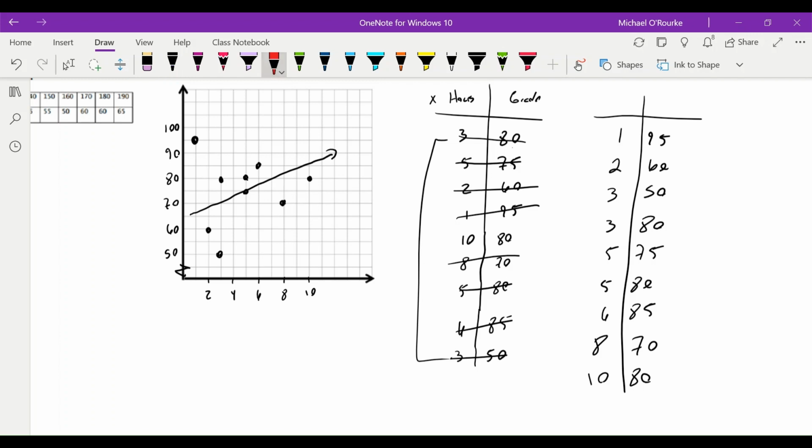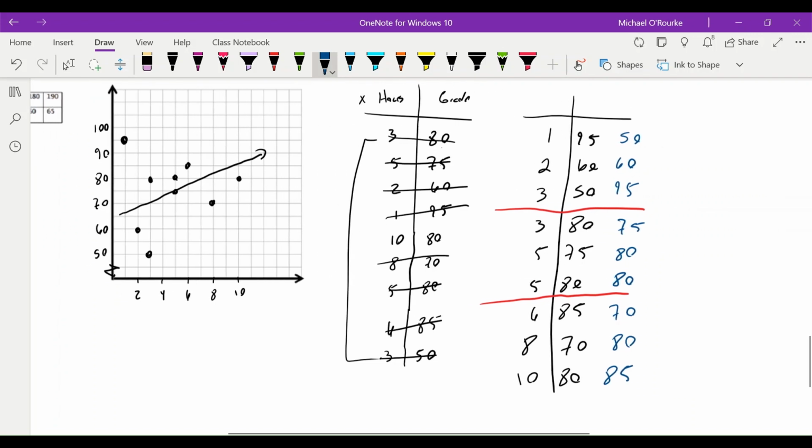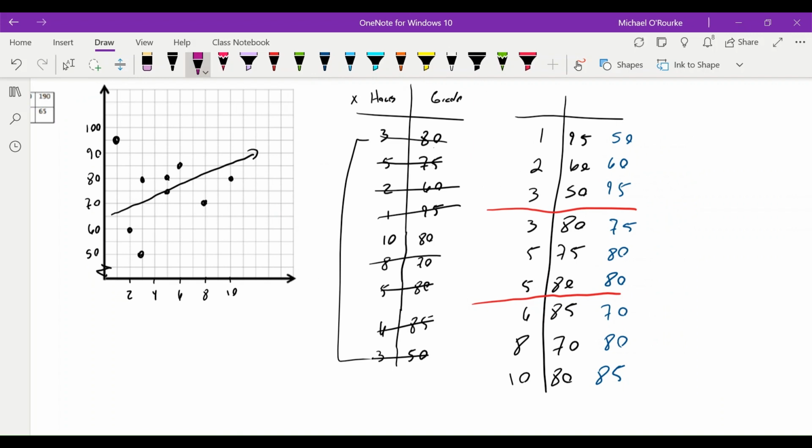Okay. Then we have to split our data into 3, so 3 per section. Then we have to reorganize our data in our y component. So I'm going to reorganize this to 50, 60, 95 for the first section, 75, 80, 80 in the second section, 70, 80, and 85 for the third section. And then we can find our median points. Our median point for the first section is going to be 2 and 60.